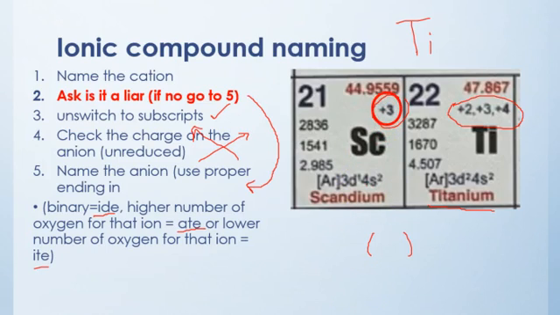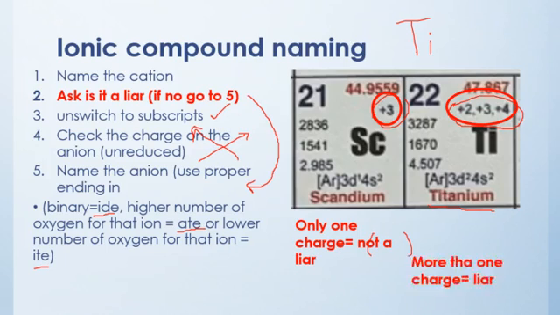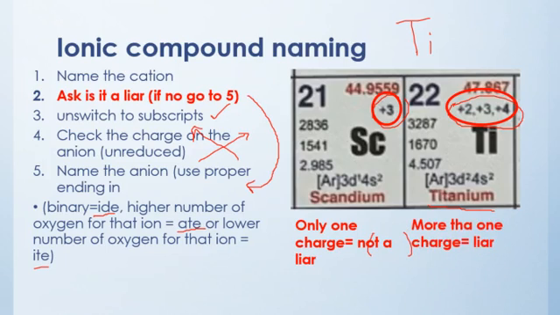So that's how I determine if it is a liar or not. If it has only 1 charge, it's not a liar, and I proceed directly to 5. If it has more than 1 charge, it is a liar, and I have to do all 5 steps in order to figure out what Roman number I am using in the formula name.